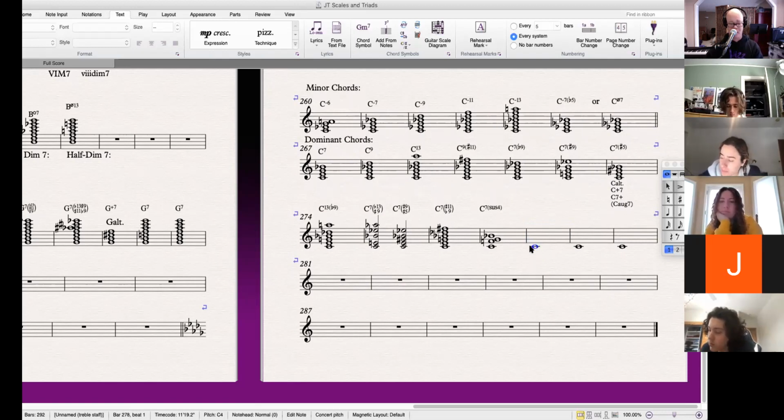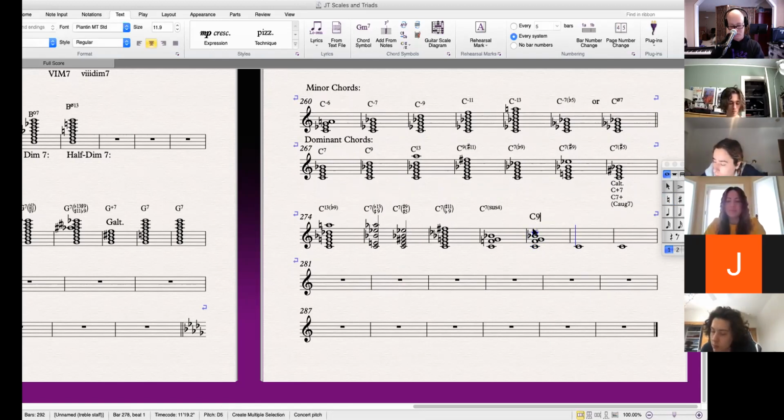You can do the same thing. This is getting a little redundant, but the same thing. Okay, C9 sus, same thing as the C7 with a 9 on top. Now here's the one that's going to be difficult for us. Well, actually, let's do this one first.